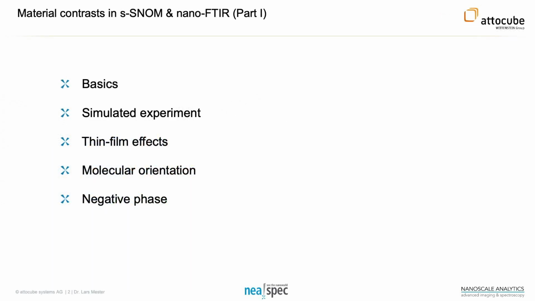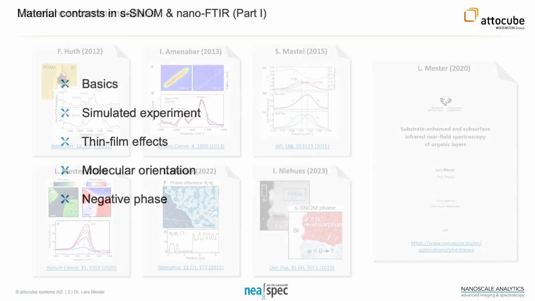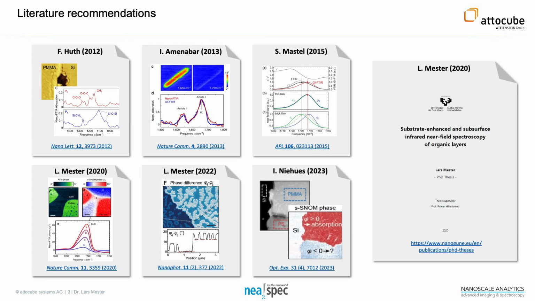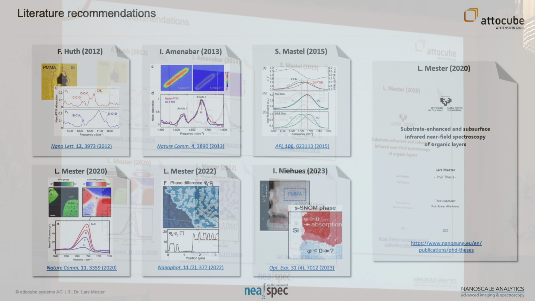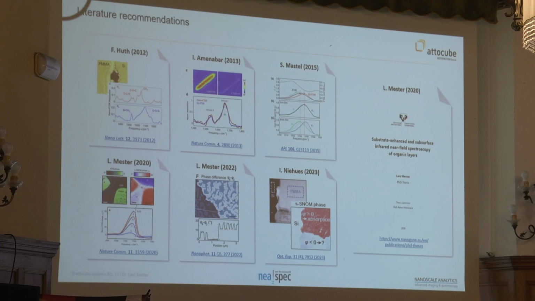First, you don't have to take my word for granted. You can also look at this literature here. Especially, it makes sense to know the work from Florian Huth if you are doing nano-FTIR from neaspec, specifically for organic samples. It's a very good resource. Also, there's a PhD thesis from Stefan Mastel. It's a very useful paper for thin films. For subsurface material, you would look at my paper. And then 2 more where we have separate talks later.